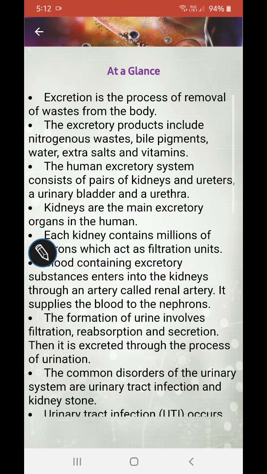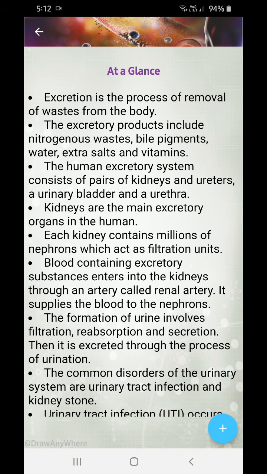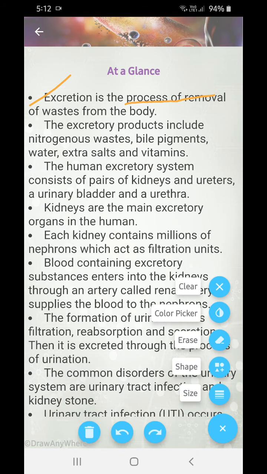So first and foremost, we learn about the excretory system. Now, before that, we need to learn about the function. Now, what is excretion? Excretion is the process of removal of wastes from the body. So, removing wastes is done through excretion.